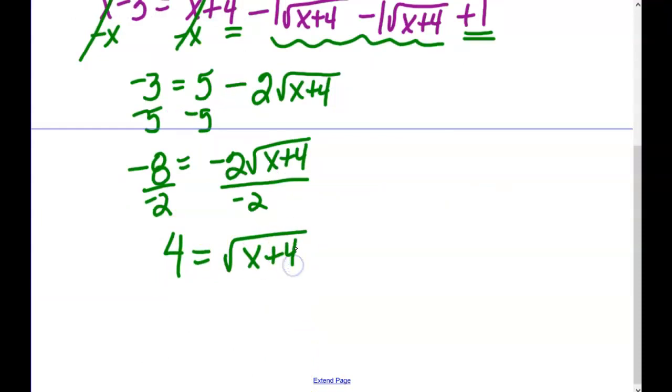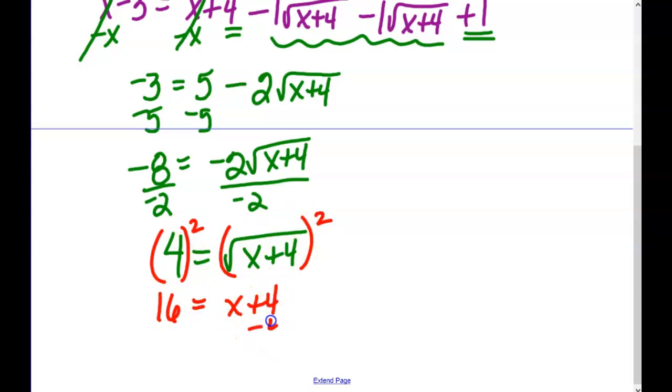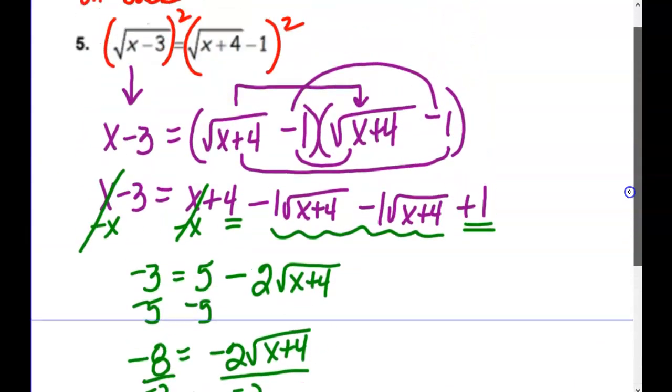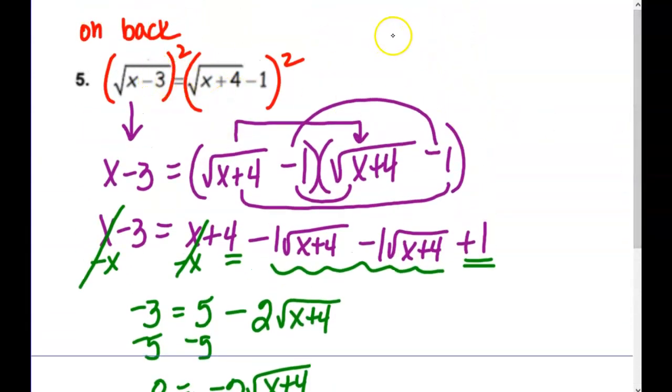Now what? Square one more time, square both sides, and this time, like I said, it will be much less painful. We get a 16 over here, and over here we get an x plus 4. So we subtract and get 12. Okay, so let's go back to the beginning and pray that 12 works.